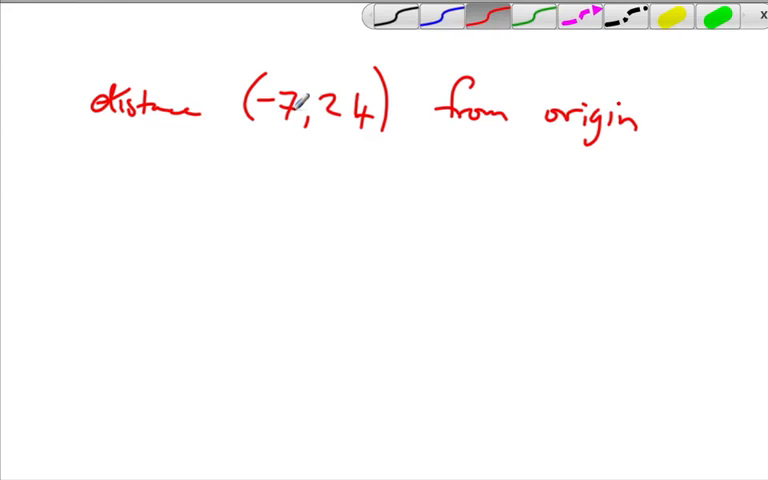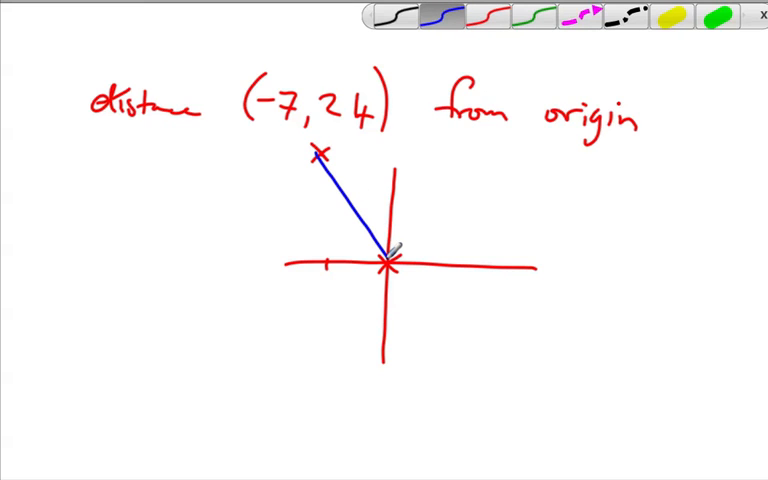Now, that's not an unreasonable one to draw because, just to get an idea, the origin, of course, means here. That's the origin. 0, 0 is the origin. Negative 724 is 7 backwards, 24. So either you picture that in your head or you draw it and you get that. And the question is, how far is it from here to here?